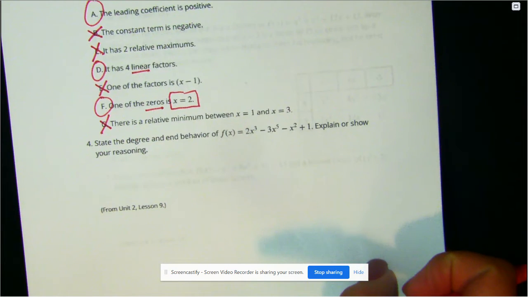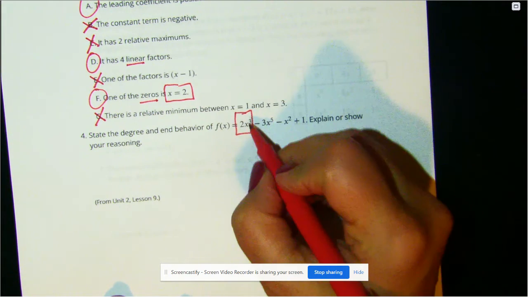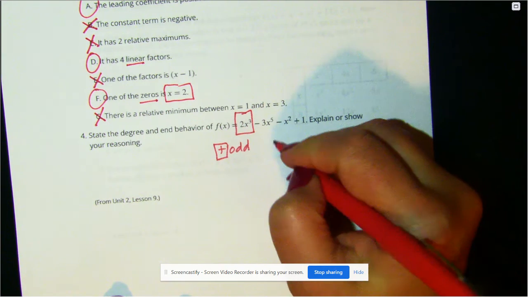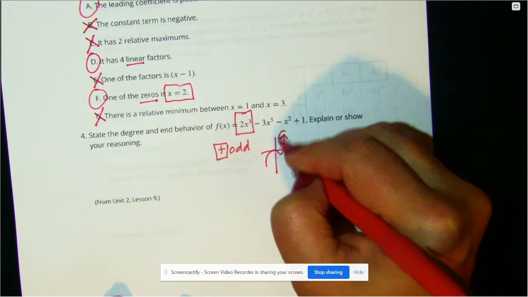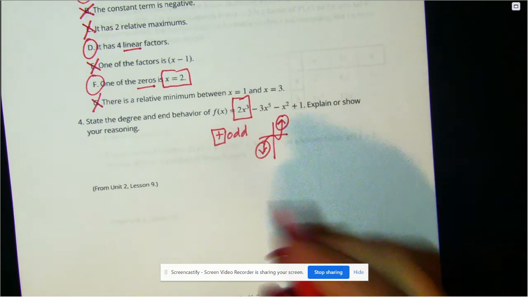Number 4, state the degree and end behavior of f of x. Explain or show your reasoning. Well, all you got to do is look at this. It's an odd with a positive. That means it's going to go something like this. But we have to say it in mathematical terms.